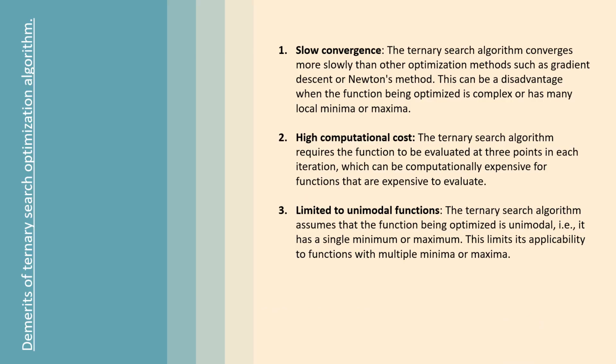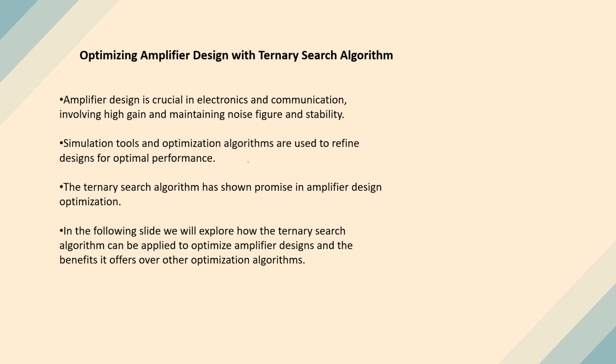So a few demerits of the ternary search optimization algorithm are mentioned here. The first thing is slow convergence compared to other optimization methods such as gradient descent or Newton's method. And since the computations are more, the computation cost is also more. And the main demerit of this optimization algorithm is it is limited to unimodal functions. That means it will not work for functions which are not unimodal in nature. Before diving into the application, the advantage of ternary search optimization algorithm is it is simple to implement, and its efficiency makes it a valuable tool to have in your problem solving toolkit.